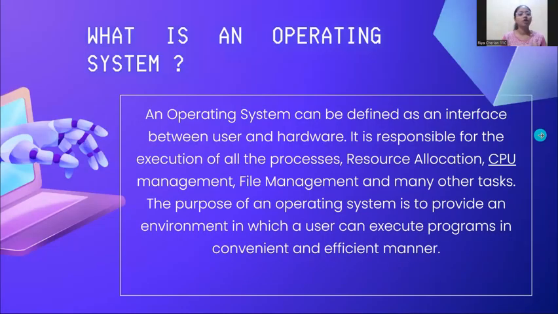So, what is an operating system? It can be defined as an interface between the user and the hardware. It is responsible for the execution of all the processes, resource allocation, CPU management, file management, and many other tasks. The main purpose of an operating system is to provide an environment in which a user can execute programs in a convenient and efficient manner.